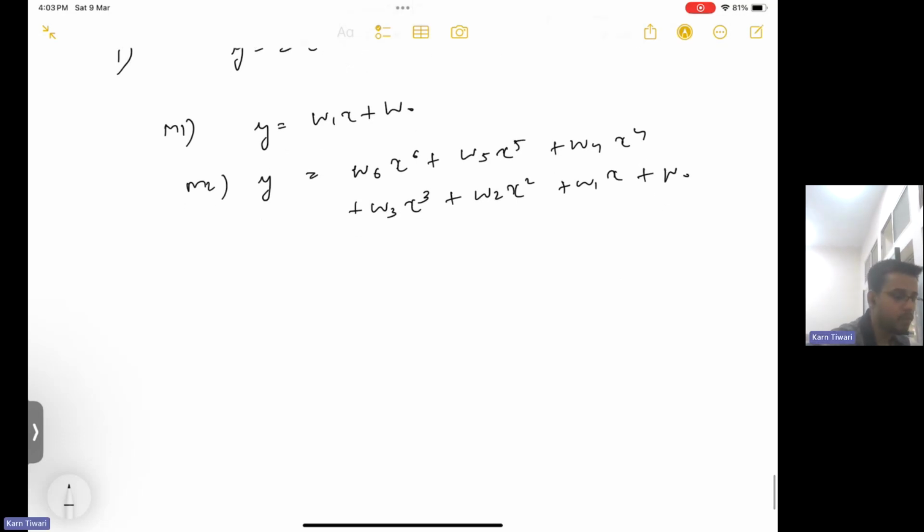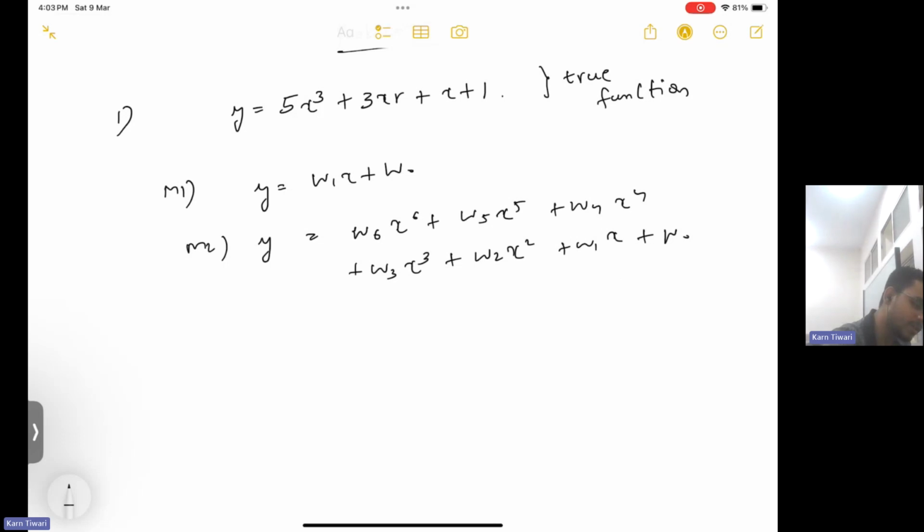Okay, now two questions. See, the original is third order. The first model is trying to predict this third order with a first order, and the complex model is taking the sixth order. Now they have asked multiple correct options.